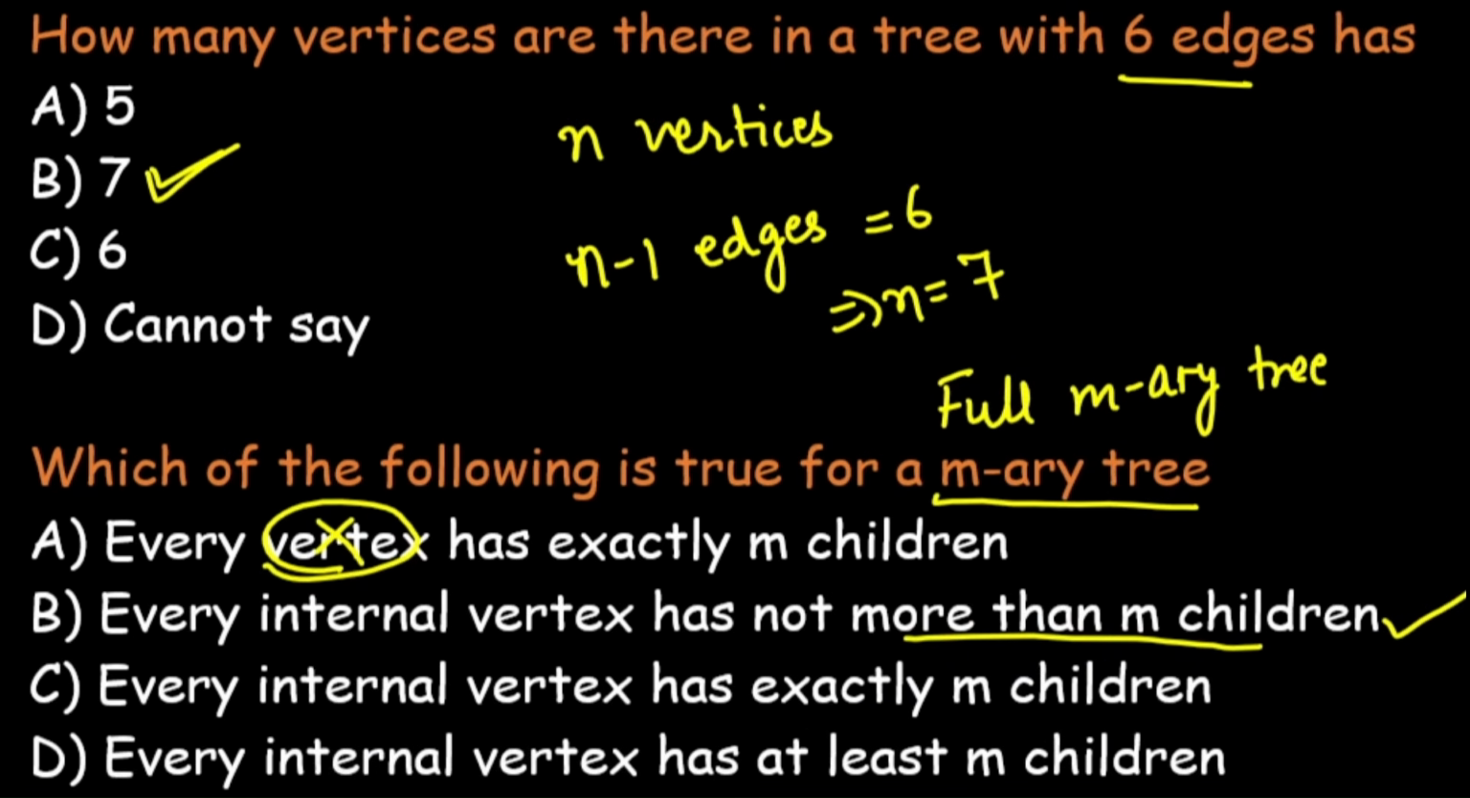What about the last option? Every internal vertex has at least m children, means minimum m children. That is incorrect. It says that it can have more than m children. Hence, D option is also incorrect. Only B option is correct.